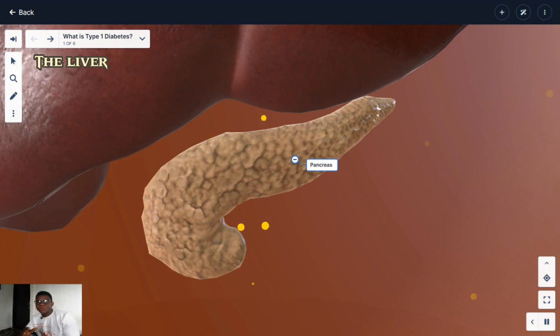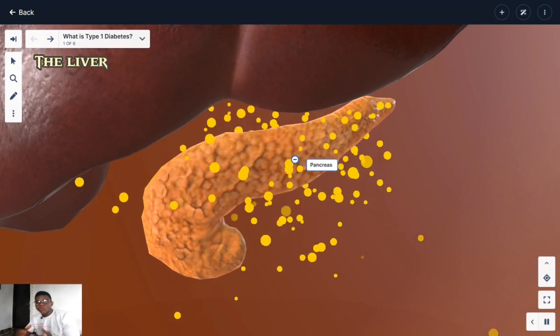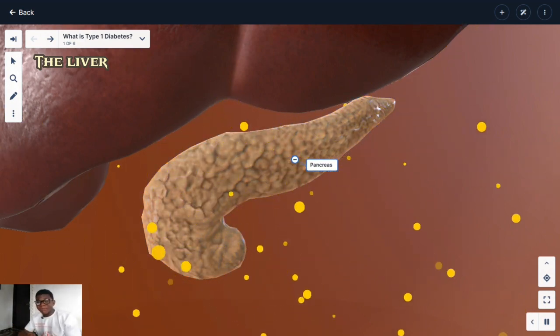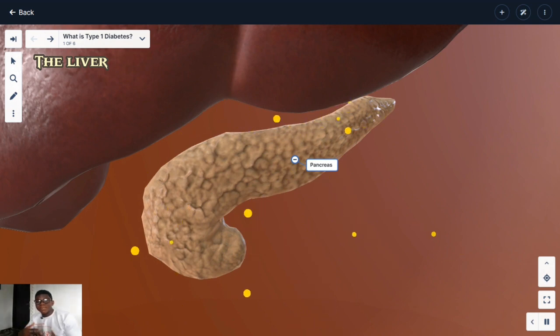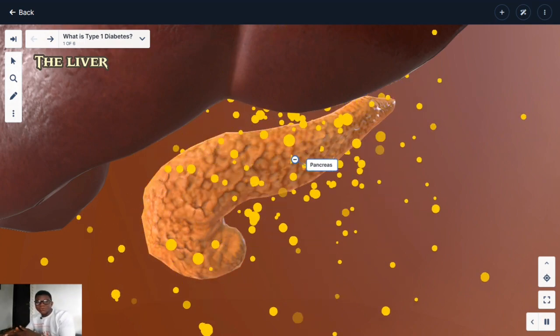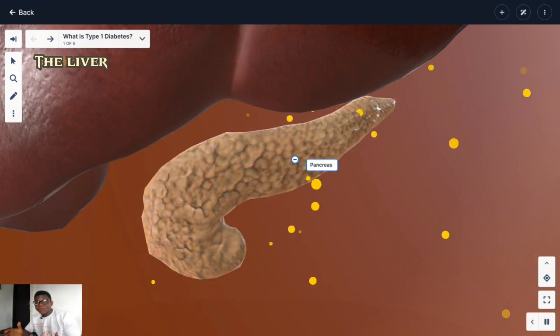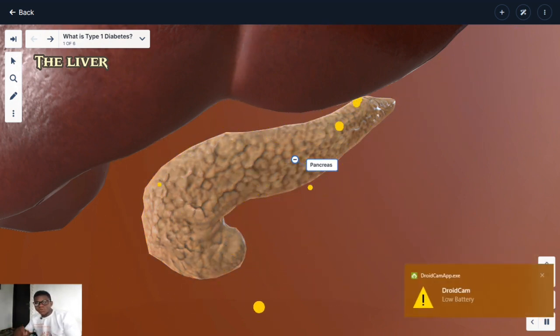Now, when we use the word autoimmune disorder, what are we talking about? Well, an autoimmune disorder occurs when the body's immune system, which is responsible for protecting the body, attacks and destroys healthy tissue or tissues by mistake. There are more than 80 types of autoimmune disorders, and type 1 diabetes is one of them.